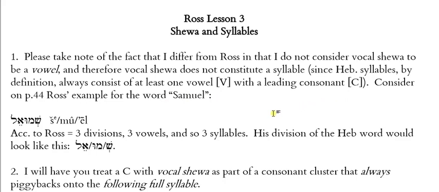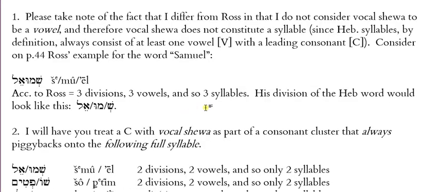So if you look at Ross page 44, he gives an example from the Hebrew word Samuel. Down here is how Ross divides the word Shemuel. Notice, by the way, that the shiva here at the beginning of the word is vocal, and that is in keeping with what we learned just a little while ago. Shemuel, transliterated would be this way, and he divides the syllables this way.